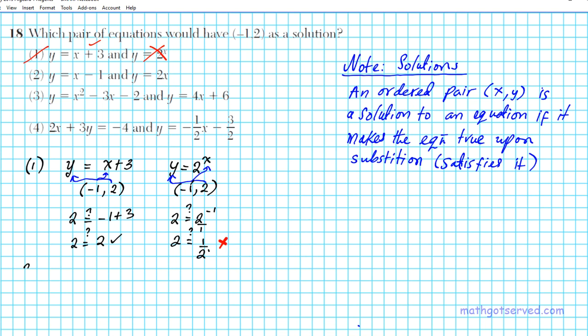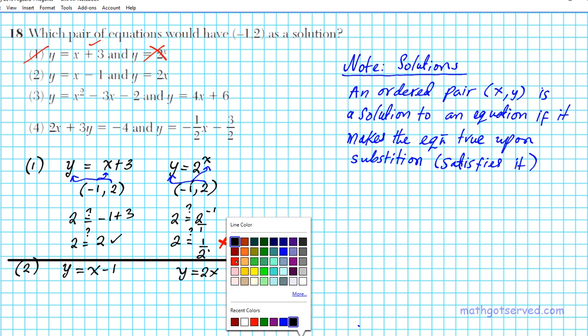We have two functions there. Both of them are linear. So the first one is y equals x minus 1, and the second one is y equals 2x. So the question is, does negative 1, 2 satisfy both equations? Is negative 1, 2 a solution for both equations? I mean the same thing, alright?